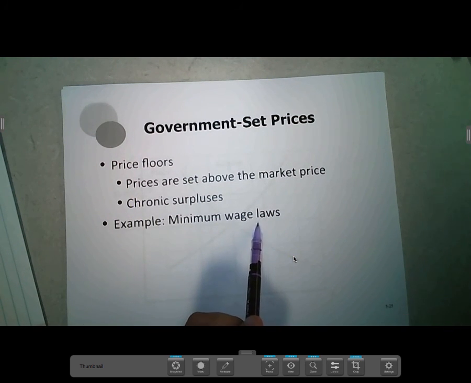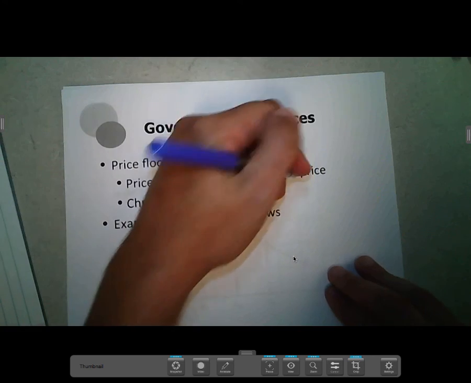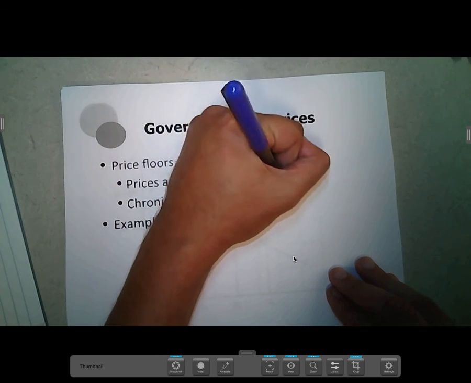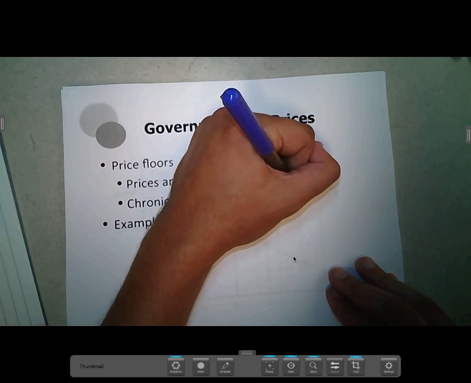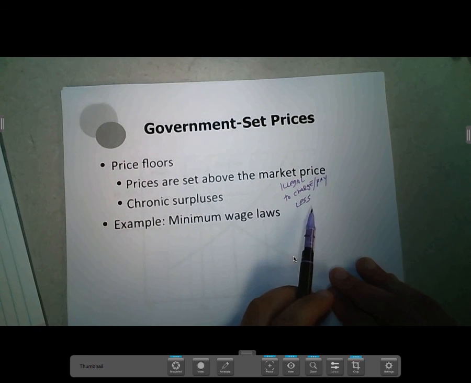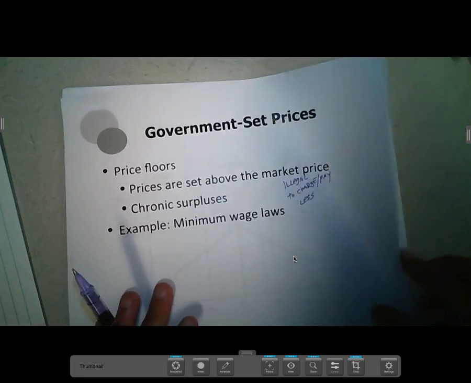The best example of this is the minimum wage, where employees are guaranteed to get $7.65 an hour or $7.25 an hour, whatever it is here in Hawaii. I don't earn the minimum wage, so I'm not entirely knowledgeable about it. I think it's $7.65. If that's the case, the problem is that then it's illegal to charge or pay less. I can't hire a worker for $3 an hour. That's illegal in this market.